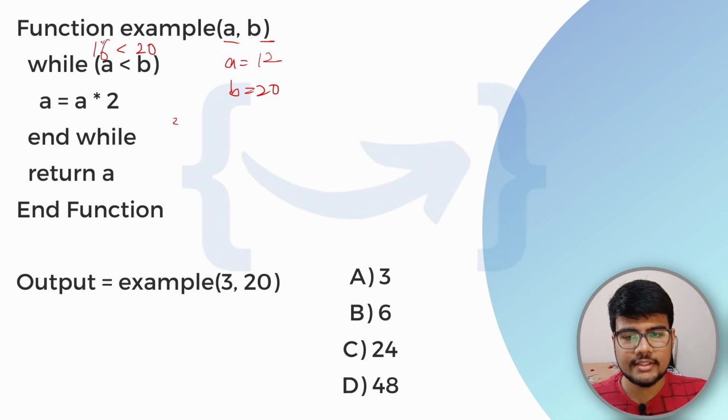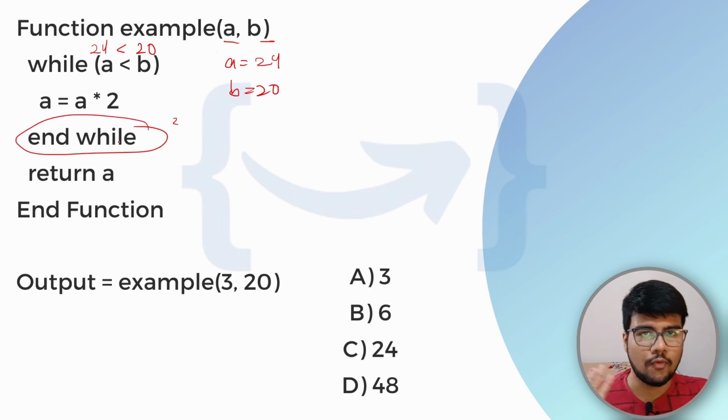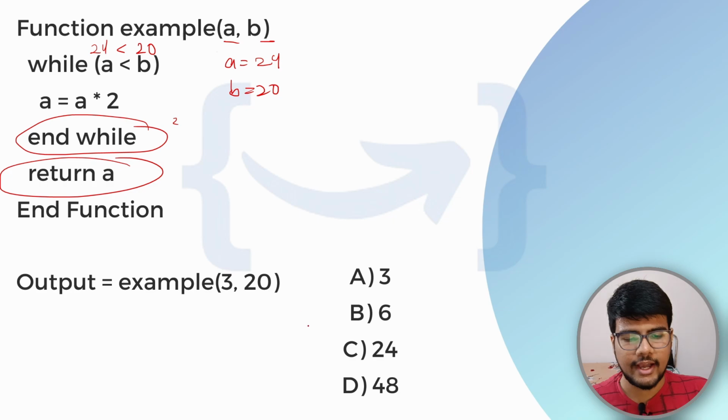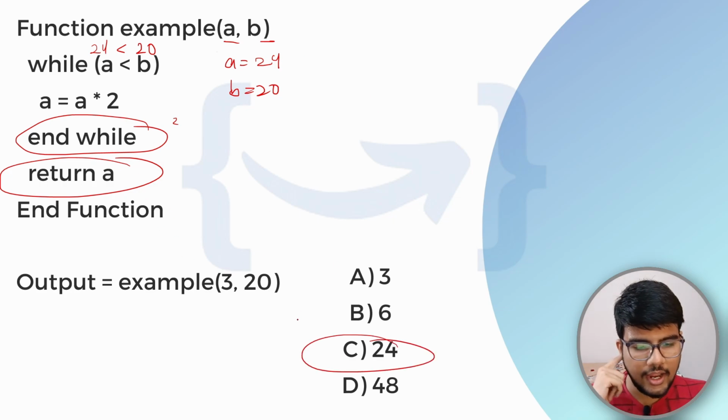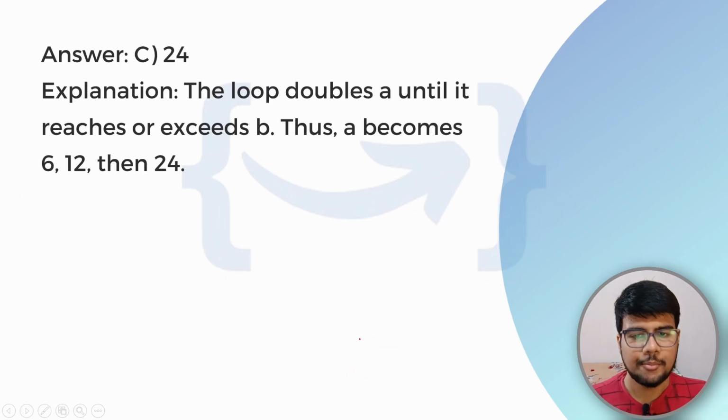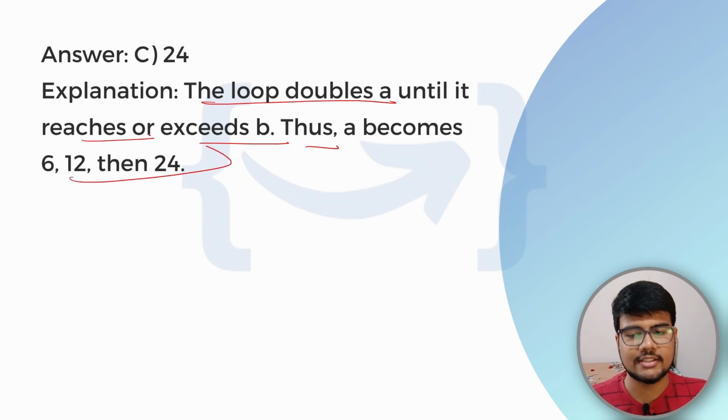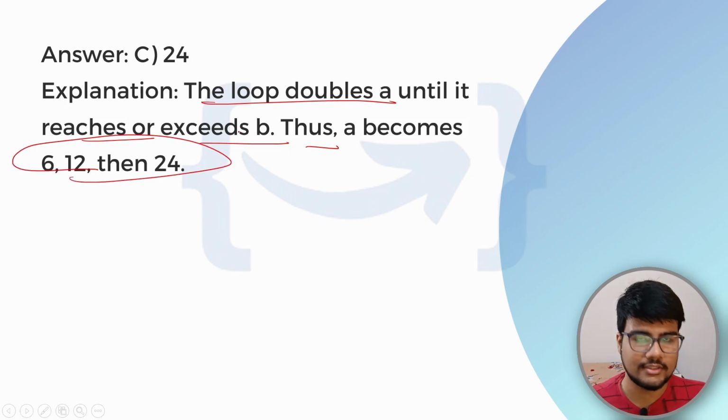Now, is 12 less than 20? Still it is less than 20. So 12 into 2 again will compute as 24, and now we'll check: is 24 less than 20? No. Now this line would be executed. Now end of while has been done. Return a, and I can see that 24 is the value of a because we have returned a, and I've got the answer as C. Let me check. Bingo, the answer is C. The loop doubles until it reaches at least b, thus it becomes 6, 12, and then 24 is the right answer.